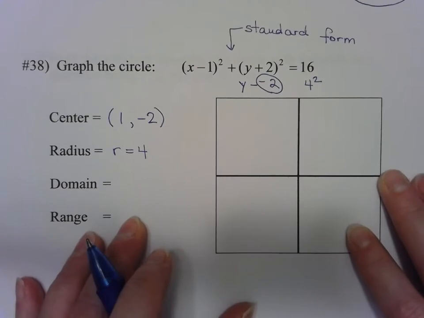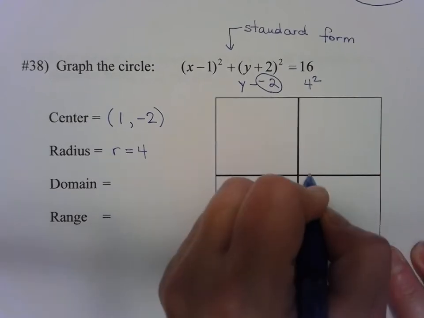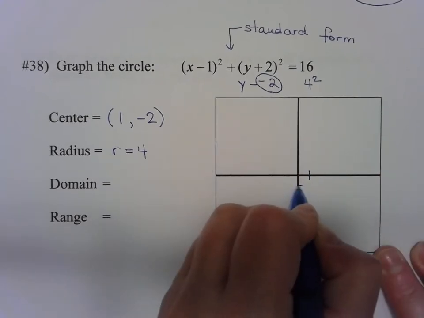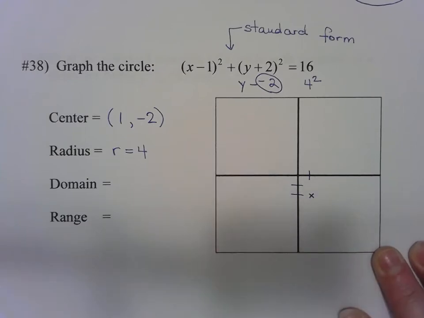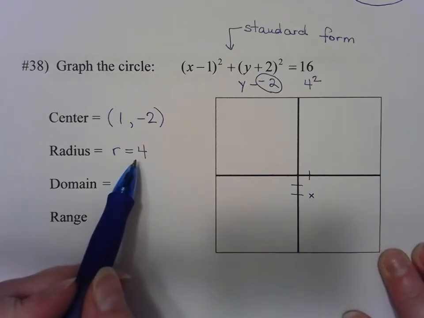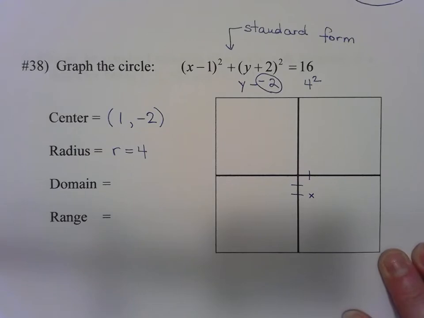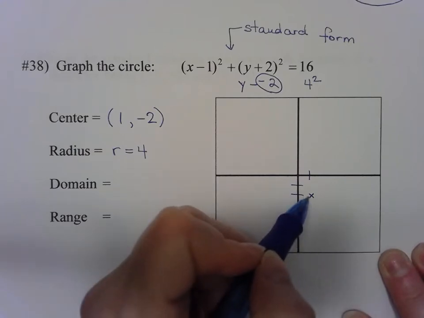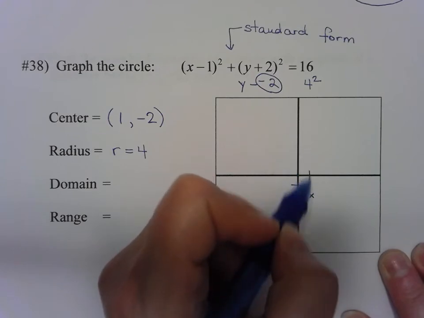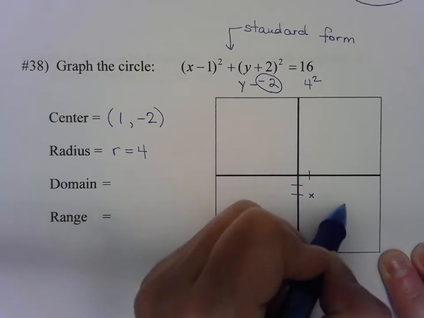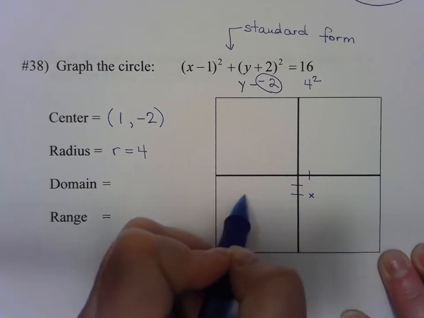Okay, so let's draw a picture of that. Here's our center. Sometimes I like to use a little X for the center since it's not actually part of the circle. It's just a reference point. And then we know the radius is 4. The easiest way to get some points on the outside of the circle is just to count north, south, east, and west. I did that backwards, east and west.